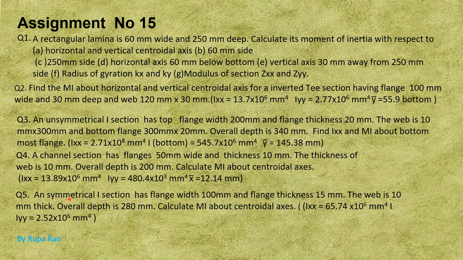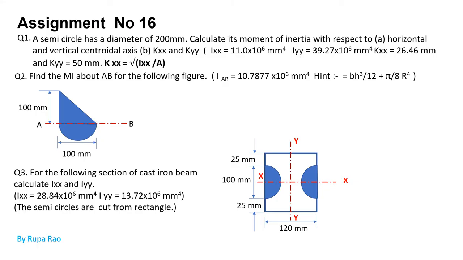Next question, an unsymmetrical I section has flange width 100 mm and flange thickness 15 mm, web is 10 mm thick, overall depth is 280 mm. Calculate MI about its centroidal axis. Ixx is equal to 65.74 × 10⁶ mm⁴. Iyy is 2.52 × 10⁶ mm⁴. Then one more assignment, assignment number 16.